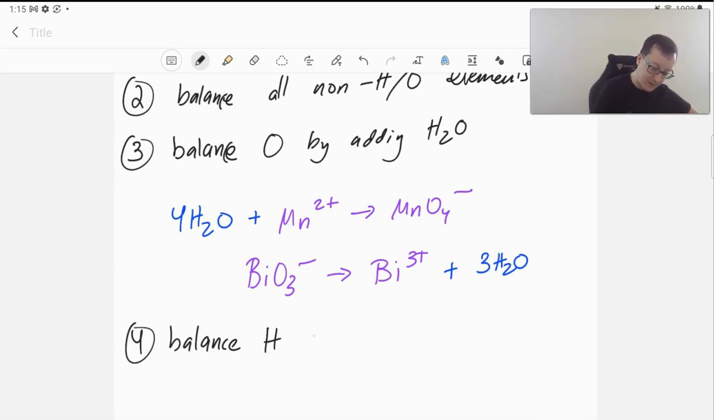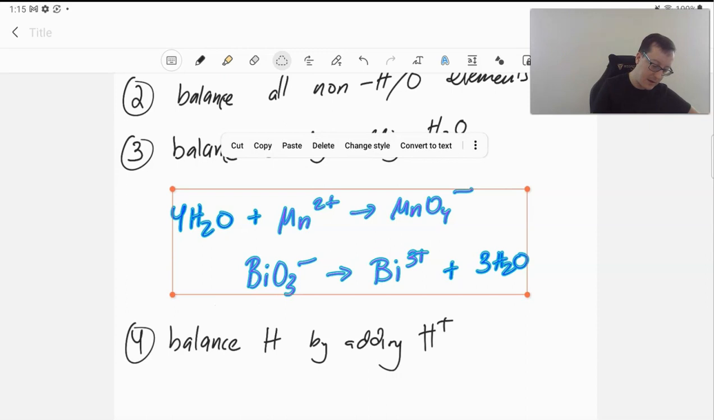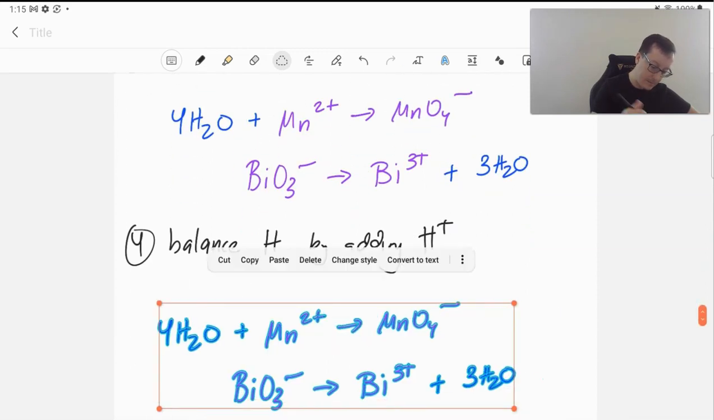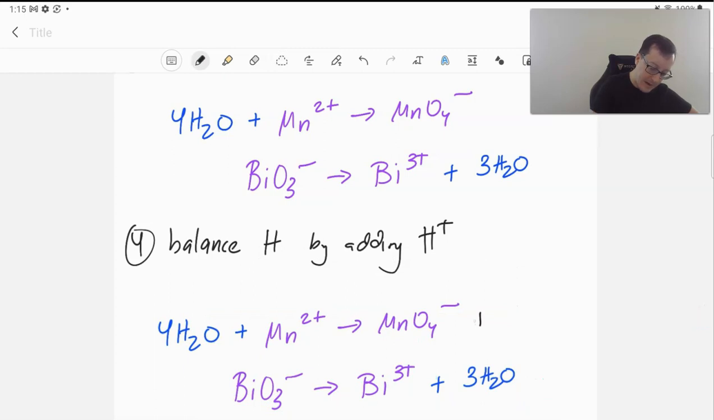We're going to balance hydrogen by adding H+. So we can go ahead and do that. If we look at our first reaction, we have 8 hydrogens on the left, and we have 0 on the right. So we're going to add 8 hydrogen ions, H+. Hydrogen ions are being added.